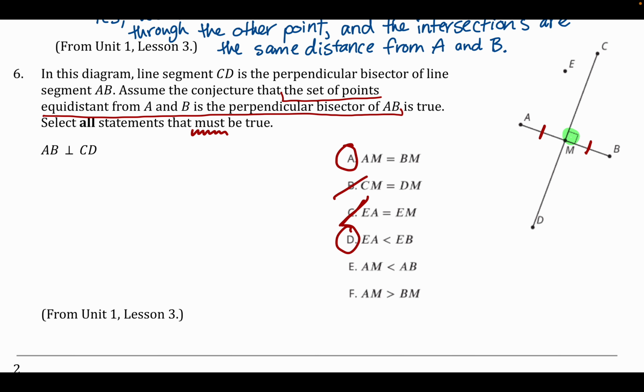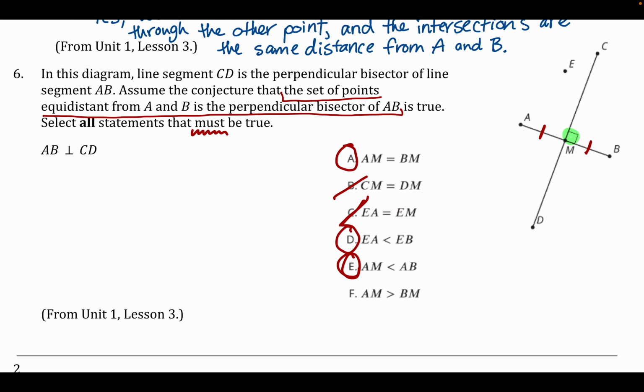Okay, so let's look at option E and then F. So option E says AM is less than AB. AM, is that going to be less than AB? Yes, this actually has to be true unless that entire segment had a length of 0. Because we know that AB is cut perfectly in half, we know that AM literally has to be half of this distance. So half of a number is always going to be smaller than that whole number, unless you're talking about 0, and this is not a 0.